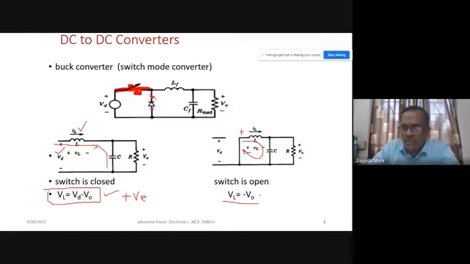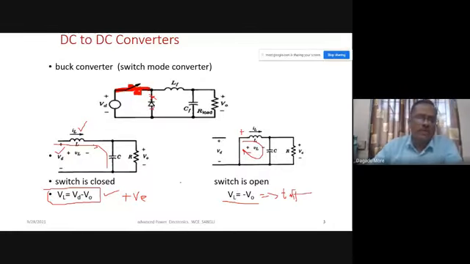For how much duration will this minus VO be present? Minus VO will be for the period of T off, the duration for which our switch is off. And this positive voltage will be for a period of T on, the duration for which the switch is on.